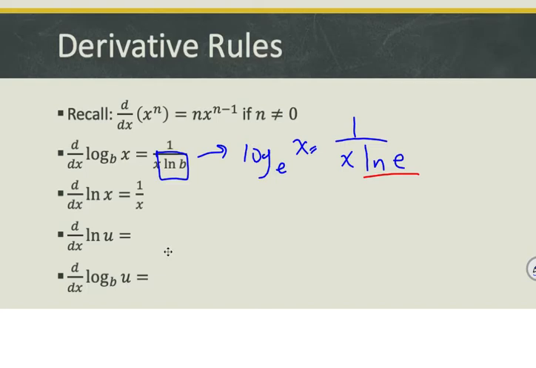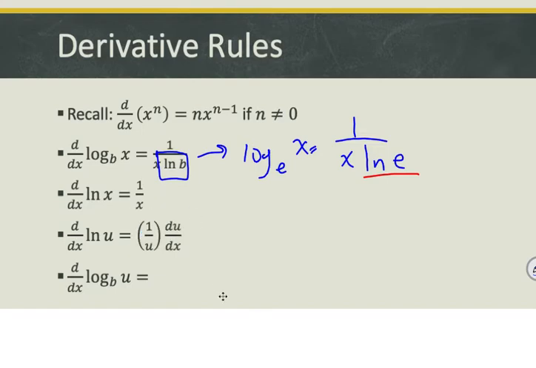So now, if the something is not in terms of what you're taking the derivative of, what else do we need to do? What's that? Yeah, same thing. Chain rule, implicit differentiation, same thing. So we have to do the derivative of the inside. So it's 1 over u times u prime, or du dx. Okay?